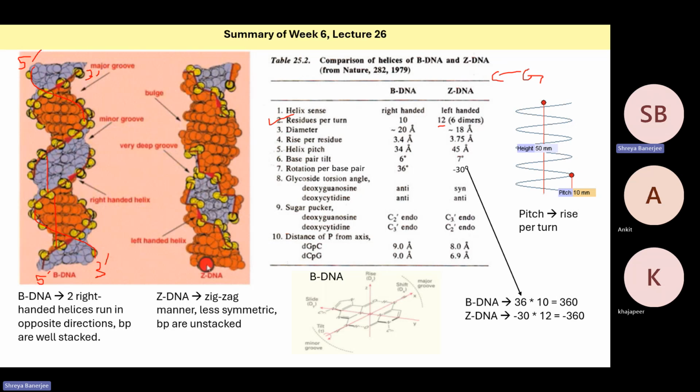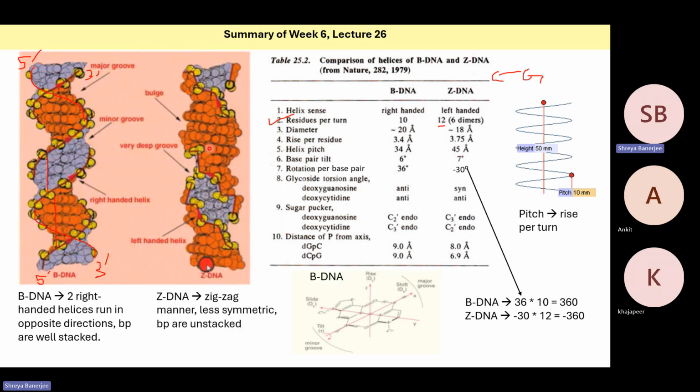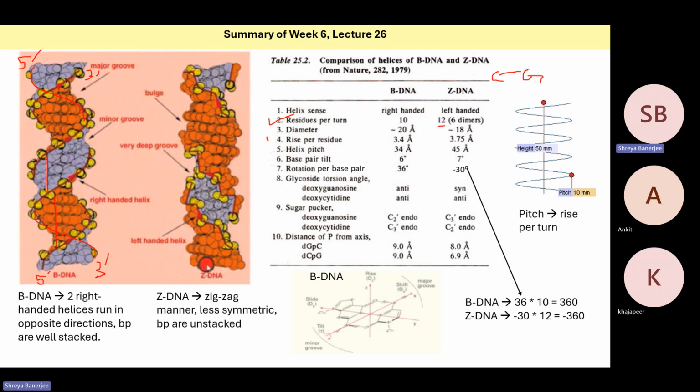So the monomeric unit of zDNA is actually the base pair. This is because in bDNA, the two strands are very symmetrically kept. So one nucleotide in one strand is enough to be a monomeric unit or repeating unit. But in zDNA, because the orientations of the two strands are different, that is why the monomeric unit is a dimer. Secondly, the rise per residue is 3.4 angstrom in bDNA and 3.75 angstrom in zDNA.